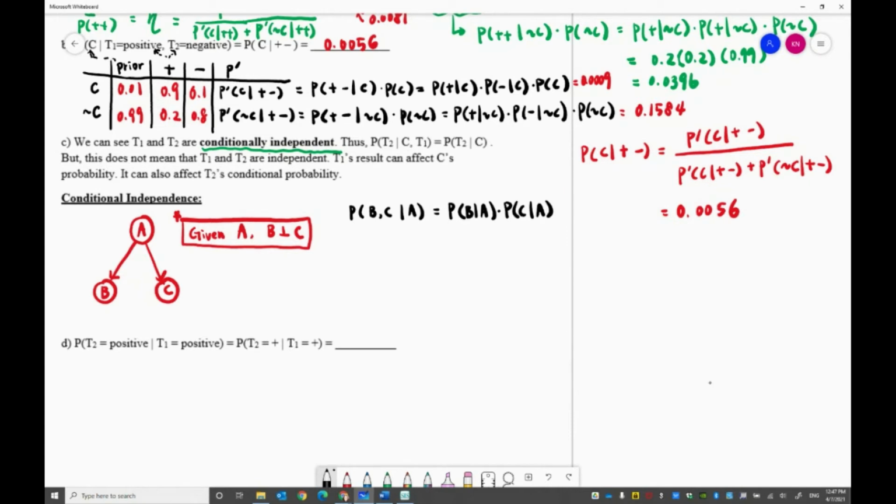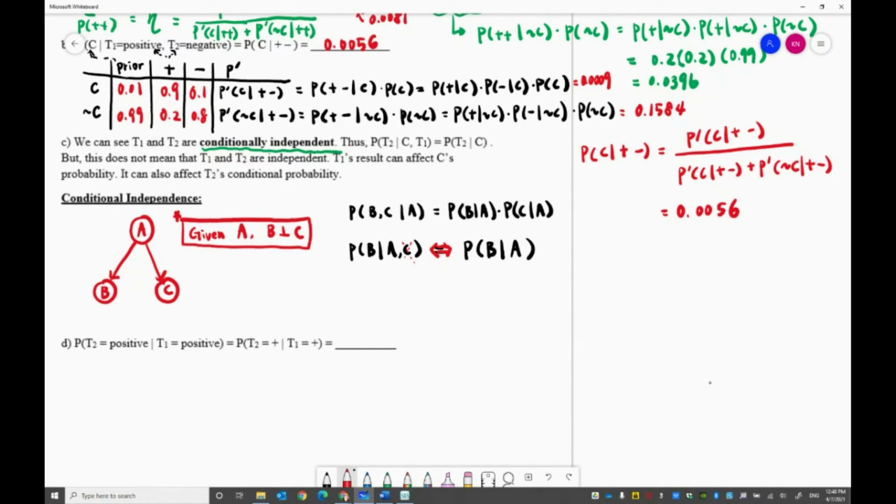And if I have a probability of B given A and C, because B and C are conditionally independent, it can be probability of B given A only. So C can be gone. You can go forward and also backward, vice versa. So tester 1 and tester 2 are conditionally independent.